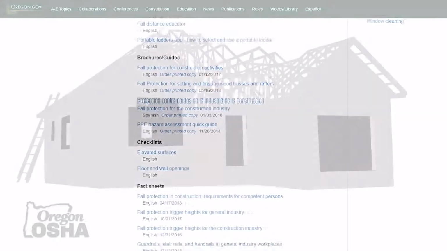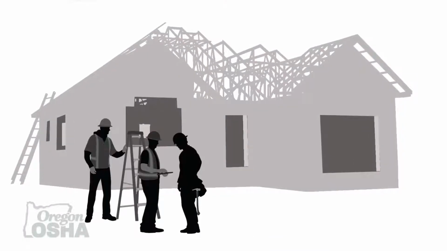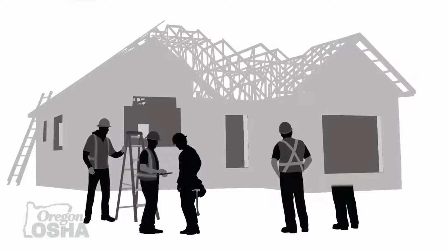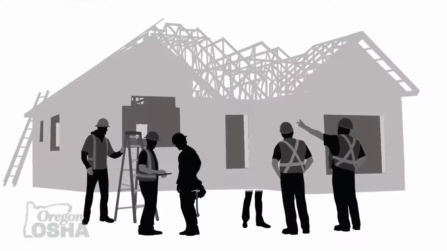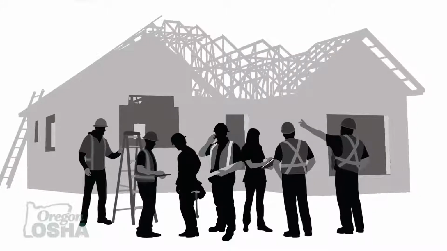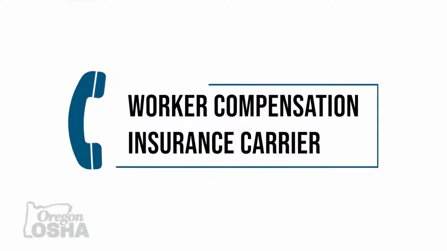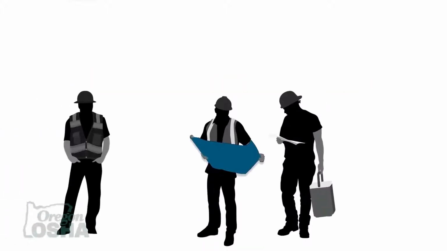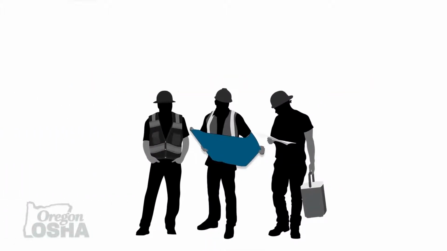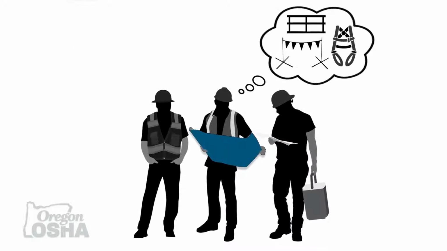Evaluating fall hazards isn't something you need to do on your own. It's smart to involve others in the process, such as workers who may be exposed to fall hazards and their supervisors. Your workers' compensation insurance carrier will also help you evaluate fall hazards by simply requesting a consultation. The bottom line is this: before you start a project, think about the fall hazards workers may encounter and take action to keep them safe.